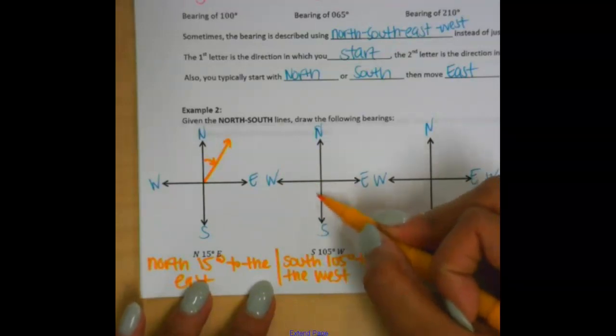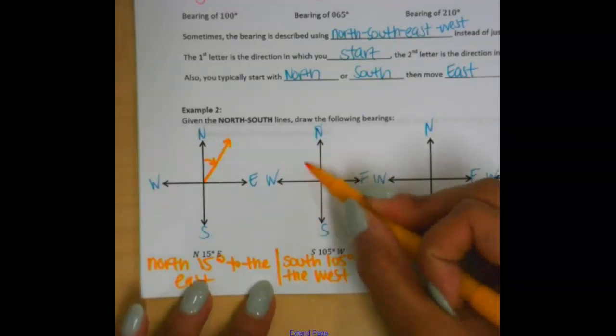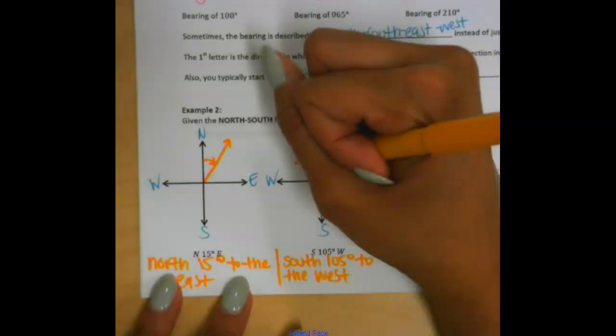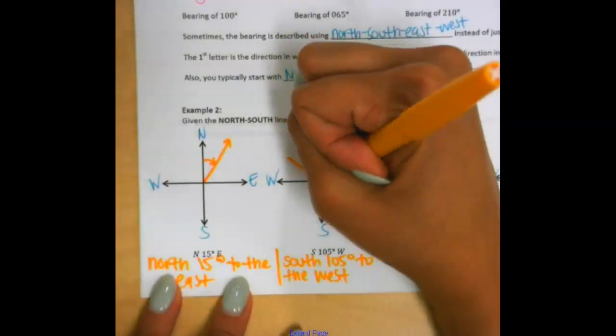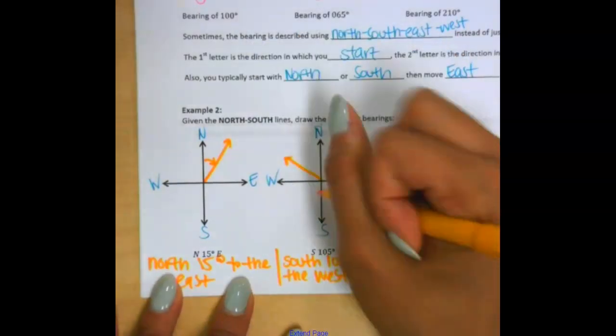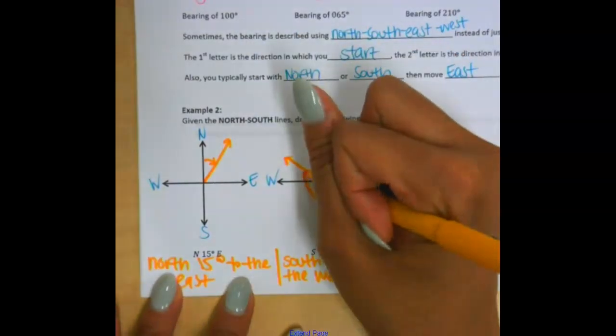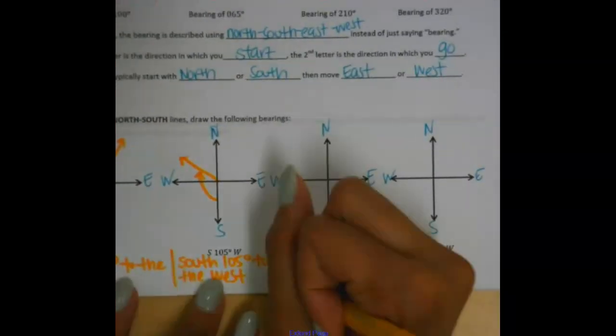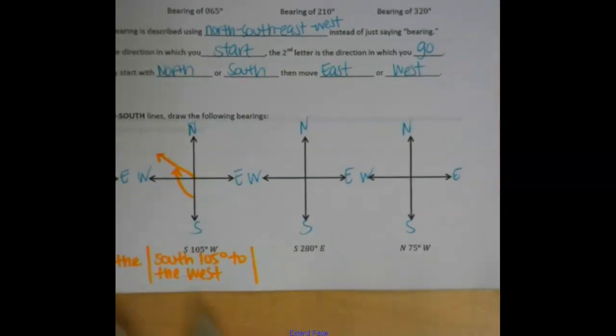Where's 105 going to be? First, second, third, or fourth? Say it again. Fourth. It's going to be in that fourth quadrant, so right over here. It's going to be a little bit bigger than 90. So it's okay. You're starting south, and you're going all the way over to 105 degrees. Do the same thing for the next two. First, write out what does it mean, S 280 degrees east, and so on, and then actually graph it out. Where is it going to show up on your little compass?